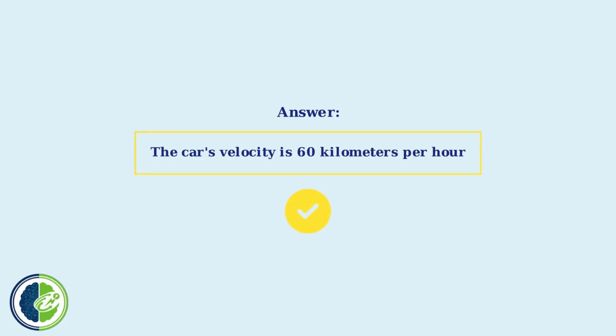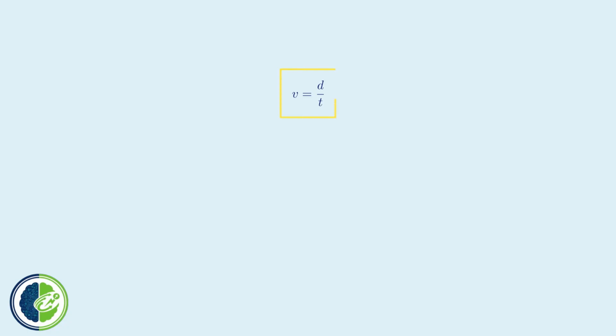Notice that our answer includes the proper units, kilometers per hour, which tells us both the magnitude and direction of the measurement. Now that we understand the basic velocity formula, we can rearrange it to solve for different variables. This is a powerful algebraic technique that allows us to find distance or time when we know the other two values. To solve for distance, we need to isolate d on one side of the equation. We can do this by multiplying both sides by t.